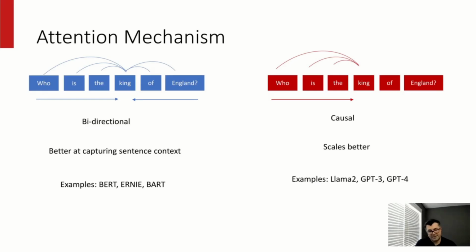There is an alternate attention mechanism which is called bidirectional, and here when you're looking at the word king, you're relating it to everything that came before it and everything that comes after it. So BERT, ERNIE, and BART are models like that. And when you deal with problems where the context of the words is important, like sentiment analysis, this is the reason why these models will perform better, is because they're better at capturing the contextual meaning within the sentence by design.